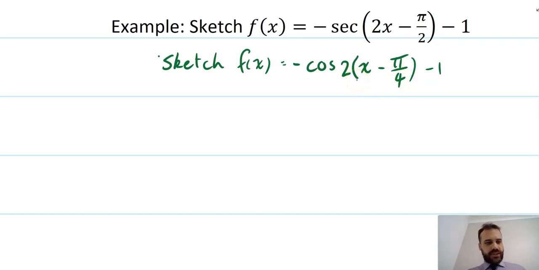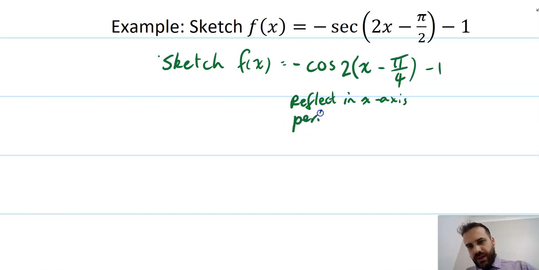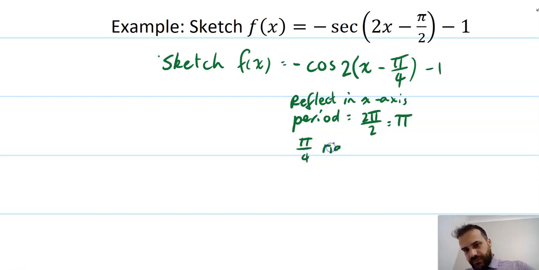Okay, so what's happening here? There's a bunch of transformations. The negative is going to reflect it in the x-axis. Now, what else happens? The period is equal to 2 pi over b. So the period now is going to be equal to 2 pi over 2, which is pi. Now, the phase shift, it's going to be moving pi on 4 to the right. And it's going to be moving down by 1. And now, with those four pieces of information, I should be able to sketch this function.